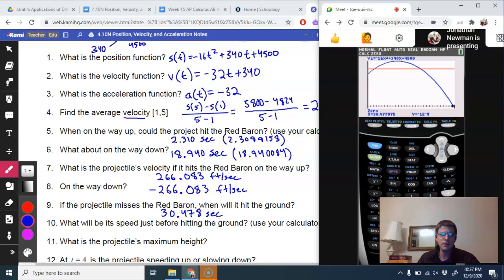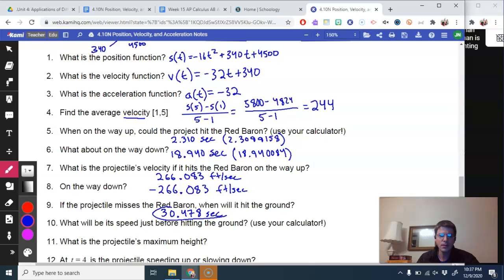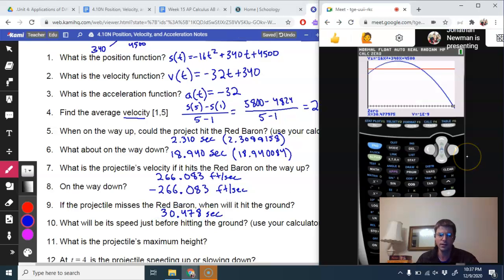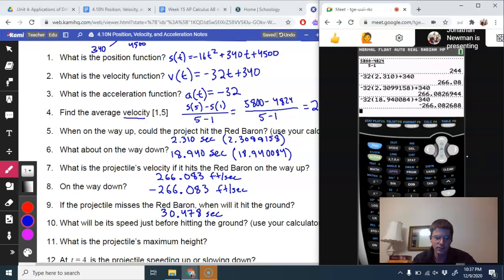All right, what is its speed just before hitting the ground? Here we have the time. We need to come back and plug this back into the velocity equation. So let's do that right here. I'm going to come back here, and we already have that velocity equation up. Let's just grab it again. I press second enter, and let's type in 30 point. I want to be as exact as possible. So in this case, you know what? I'm going to use the store feature. So let's come up here.